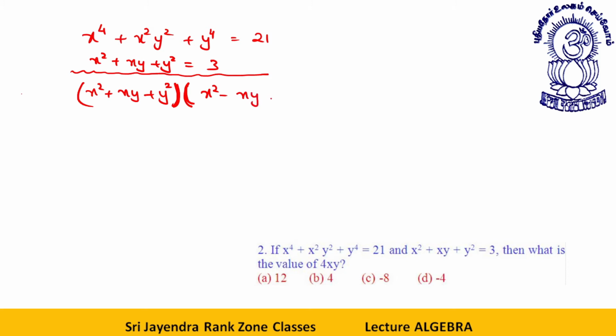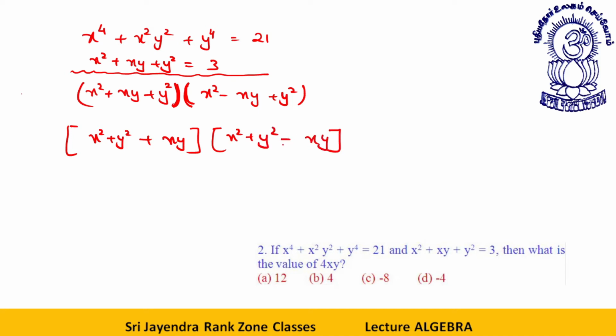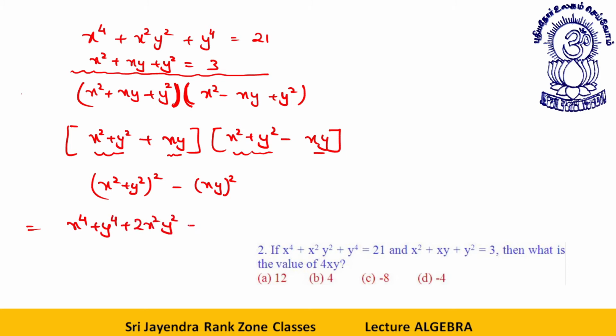x² − xy + y². So how can I read it? I can read it as x² + y² + xy, then x² + y² − xy. Now what will happen? This is like (a + b)(a − b). So what does it become? It becomes (x² + y²)² − (xy)², or x⁴ + y⁴ + 2x²y² − x²y².